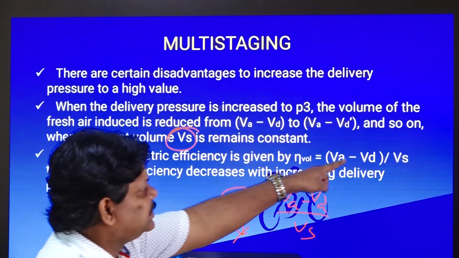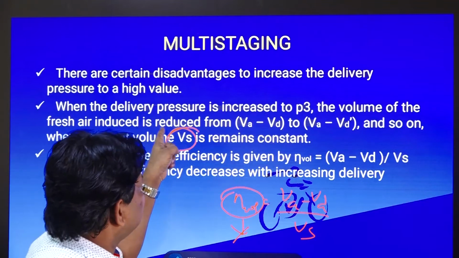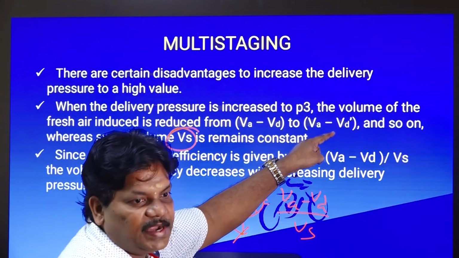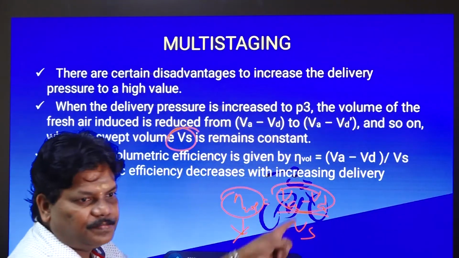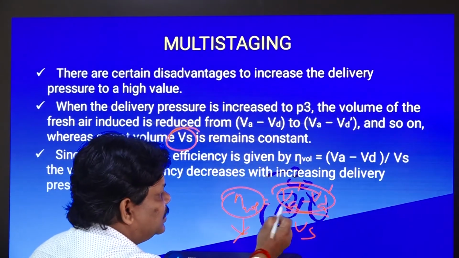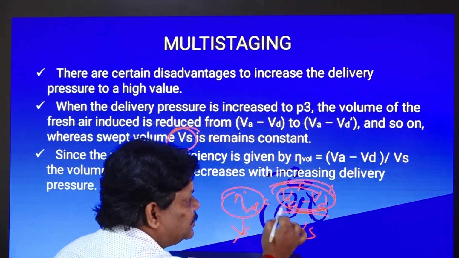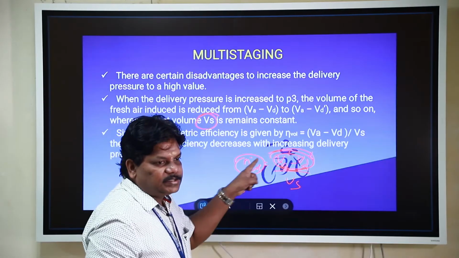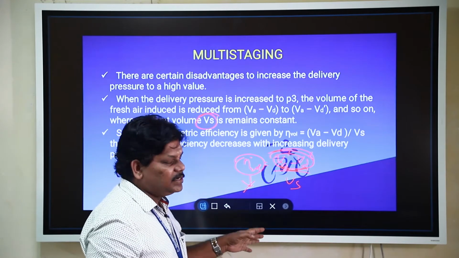Since the volumetric efficiency is given by this term, the value of the fresh air induced is reduced from VA minus VD to VA dash minus VD dash. Okay, so this has been reduced now. Since these two are directly proportional to each other, if there is any effect on the numerator side, the same will be on the other side also. So the efficiency will also reduce.